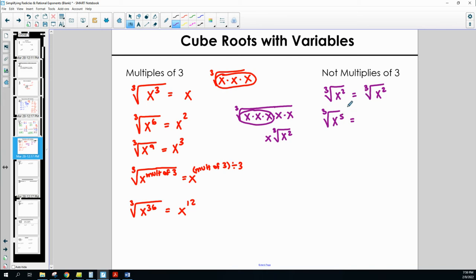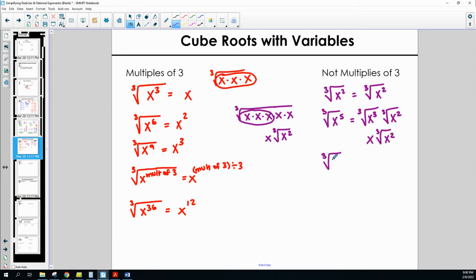We could also break it down and say, well, 5 is not divisible by 3. So what's the closest number divisible by 3 without going over 5? We can break this into the cubed root of x to the 3rd times the cubed root of x squared, because the exponents 3 and 2 add up to 5. The cubed root of x cubed is divisible, 3 is a multiple of 3, so that becomes x. And then we have a cubed root of x squared left over.